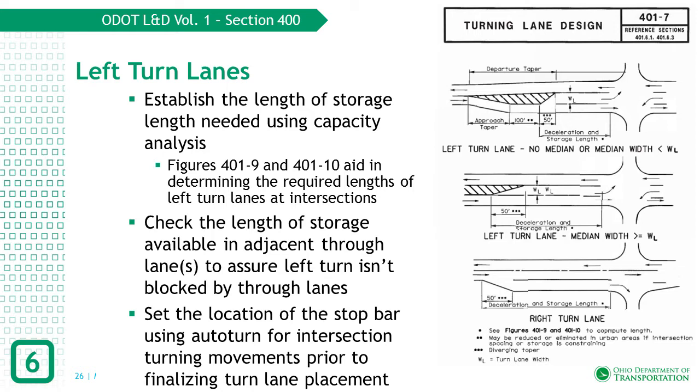Good practice is to set the location of the stop bar first, using truck turning templates to avoid conflicts with adjacent turning vehicles from the other approaches in the intersection, then finalize the turn lane placement. Evaluate the storage length that can be provided to see if the adjacent through lane's storage length is too short and is blocking the left turn lanes and not allowing them to be fully utilized, or if the left turn lane storage length provided is too short and is blocking out the through lane.